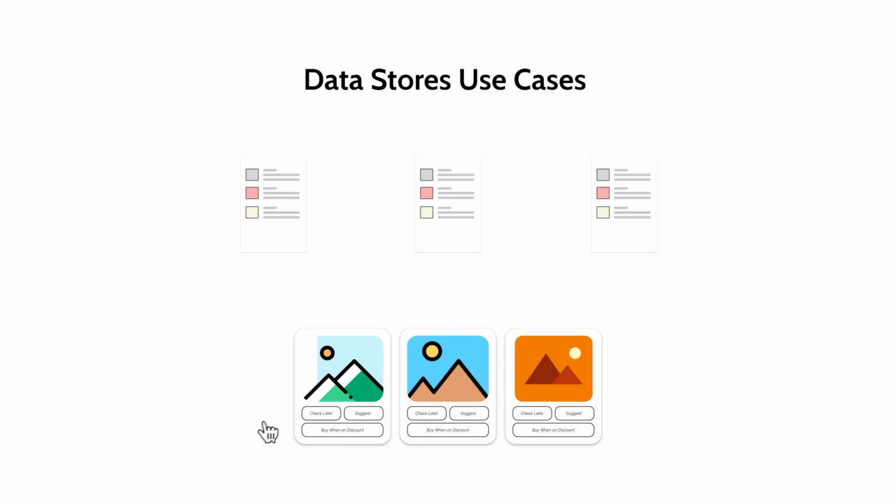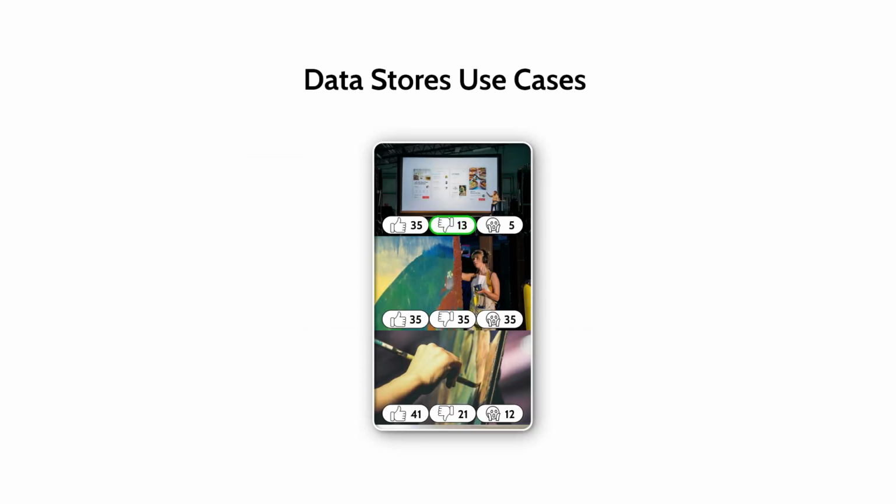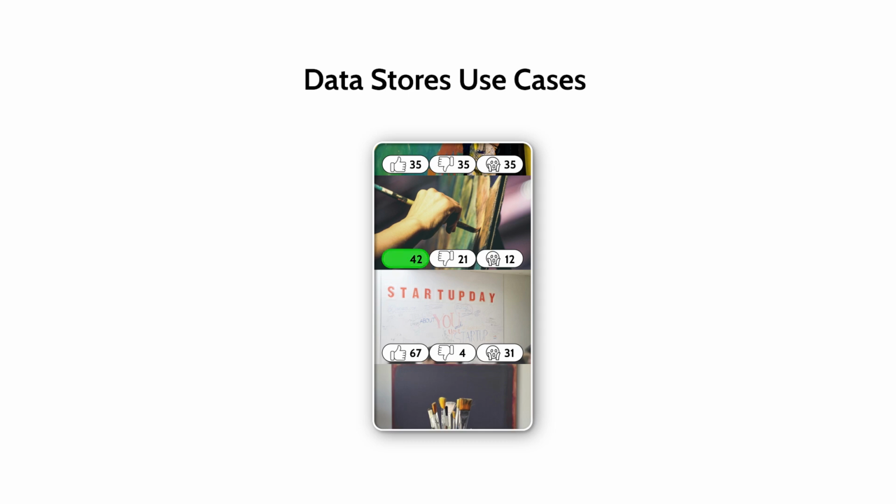Let users organize items into different lists like check later, suggest to friend, or buy when discounted. Use Data Stores functionality to create a like button with counters, or even multiple reaction buttons just like on social media.